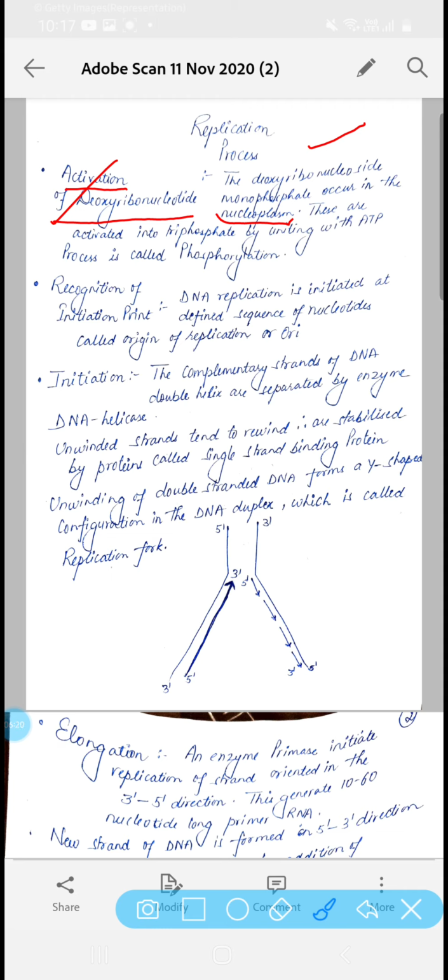When these are activated into the triphosphates, monophosphate converts into triphosphate by uniting with the ATP.